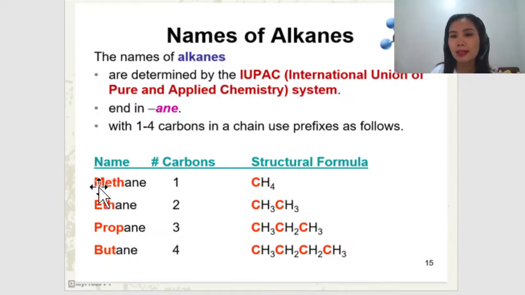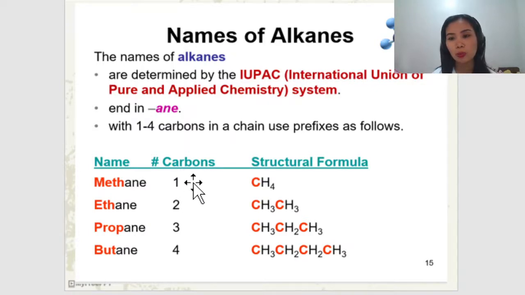We have monkey for M, eating for E, peeled for P, and B for bananas. Okay? So, monkey eating peeled bananas. It is not alphabetical. That is why sometimes students get confused, because they thought that ethane has one carbon. So we follow how many carbons each member of the alkane group has. Again, monkey eating peeled bananas.